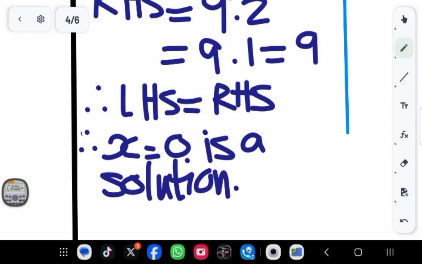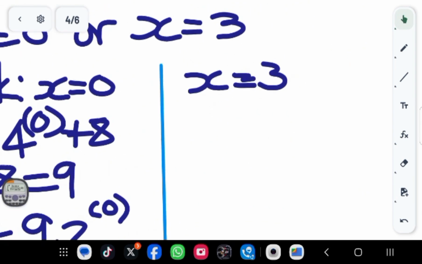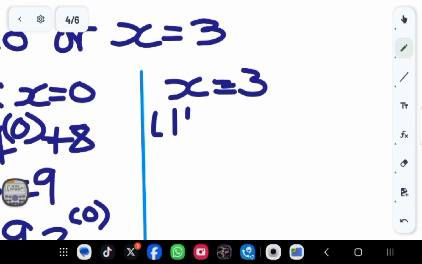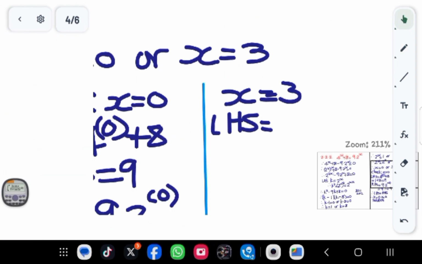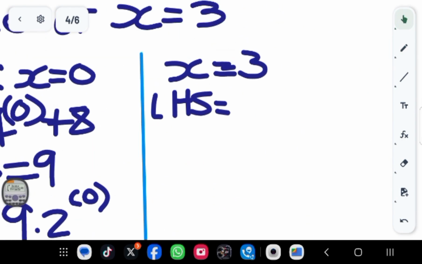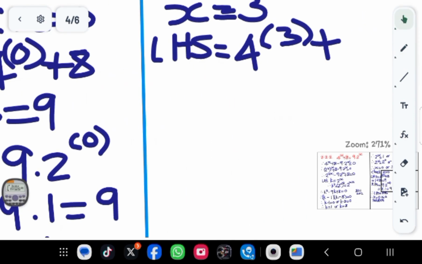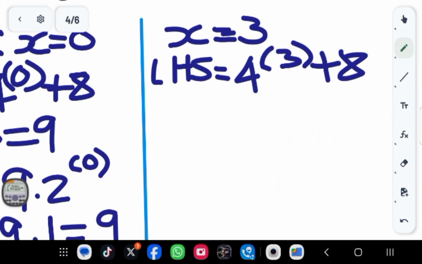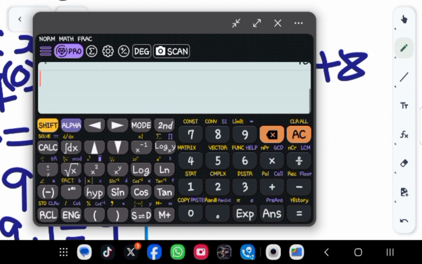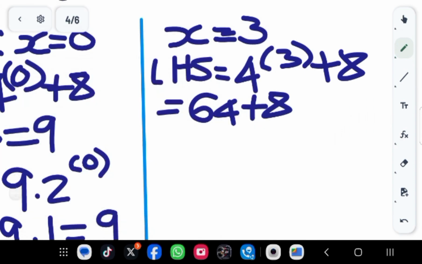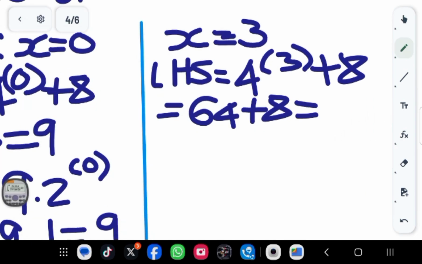We're not done. Let's check the other one. Alright, so x equals 3, same story. Left hand side equals, wherever there is x, we put 3. That will be 4 to the power of 3 plus 8, and that gives us 64 plus 8. 64 plus 8 gives us 72.